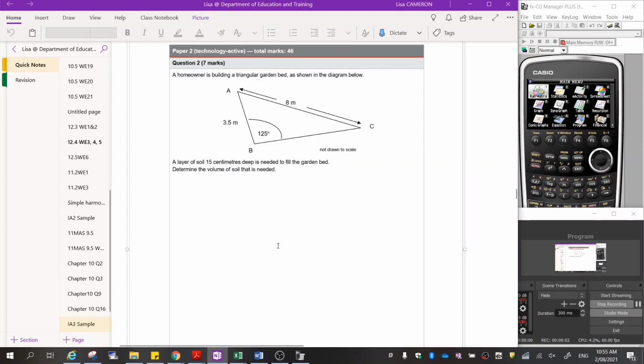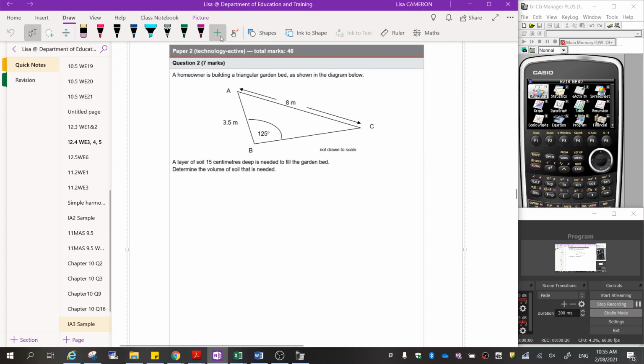Okay, question 2. A homeowner is building a triangular garden bed as shown in the diagram below. A layer of soil 15 centimetres deep is needed to fill the garden bed. Determine the volume of soil that is needed. Okay, so first thing we're going to do is label our triangle.